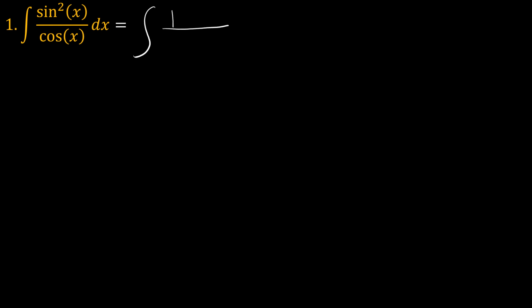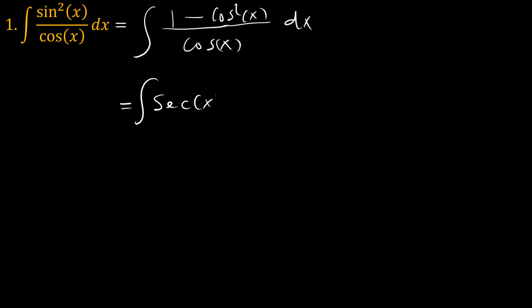For problem number one, which is the indefinite integral of sine squared of x over cosine of x, this is how we may be able to solve it. So first thing is I could express sine squared x as 1 minus cosine squared of x, right? And then we have cosine of x. So this becomes secant of x minus cosine of x integrated.